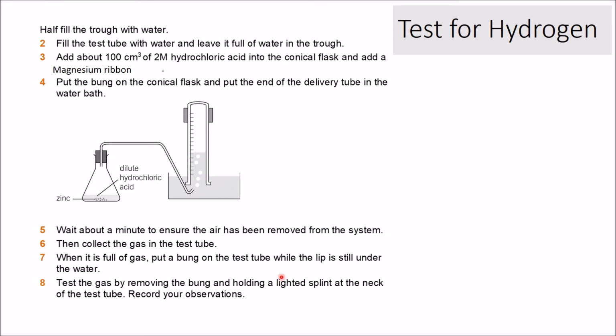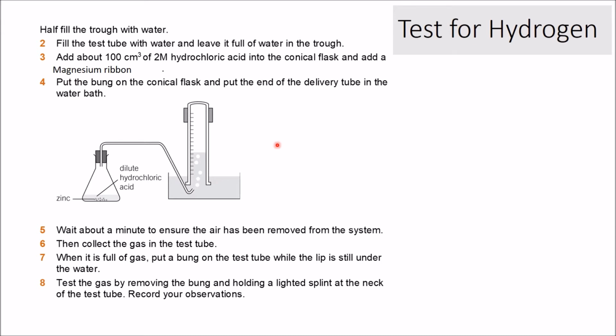So you then remove that, and then you put a lit splint at the neck of the tube, and you should hear a squeaky popping sound. Okay, so the test for hydrogen is called the Squeaky Pop Test, but if you just write that in a test, you won't get marks, okay? You need to describe how the Squeaky Pop Test works.